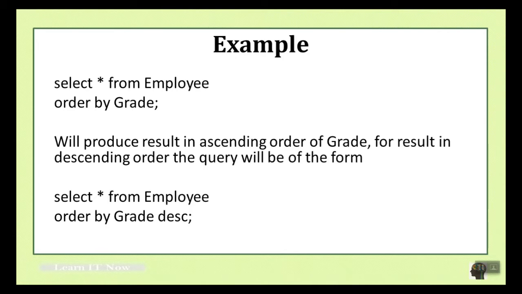Now let's see how to use order by clause. If you want to print the name of the employees along with the data on the basis of grade, we will be writing select star from employee order by grade. This will produce the result in ascending order of grade. For results in descending order, you need to write DESC in the query.